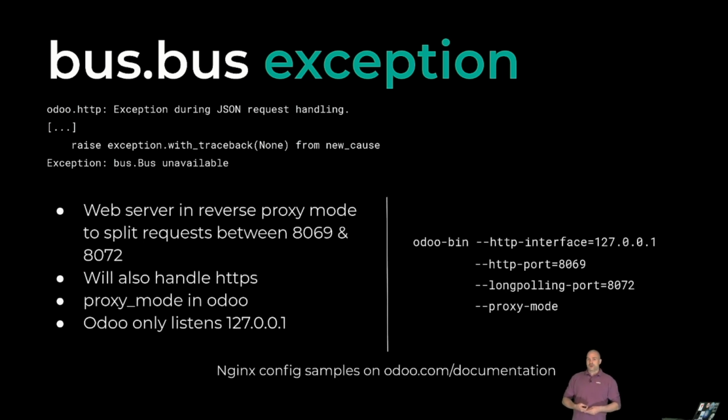To solve this, you should use a web server. This web server in reverse proxy mode will permit to split the requests between the HTTP port and the long polling port. This web server will also handle the HTTPS, the safe part of the deployment. In Odoo, you will have to set the proxy mode because you have a proxy server in front of it. You can choose the HTTP port, you can choose the long polling port, and I advise you to use the HTTP interface to only listen on localhost. This way, everybody is supposed to use Nginx or whichever web server you're using to access Odoo and not Odoo itself. You can find on odoo.com/documentation multiple examples of the Nginx configuration.